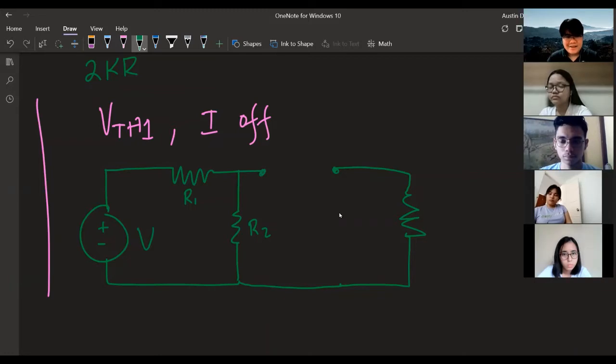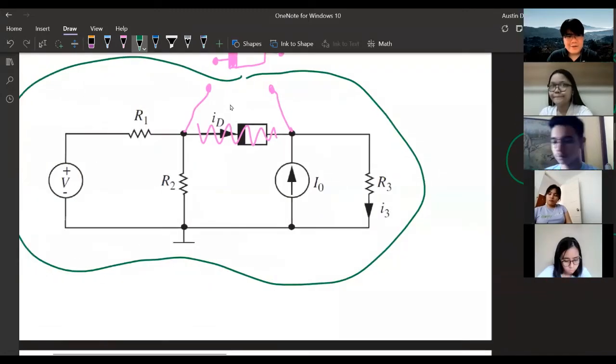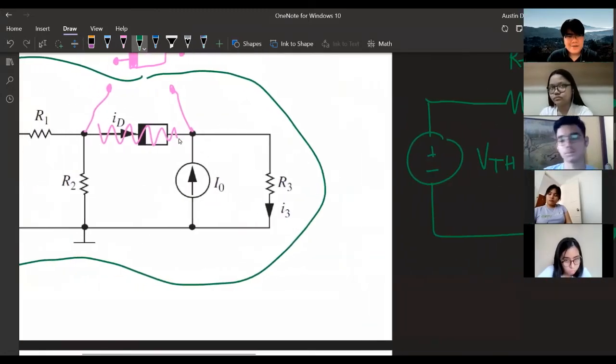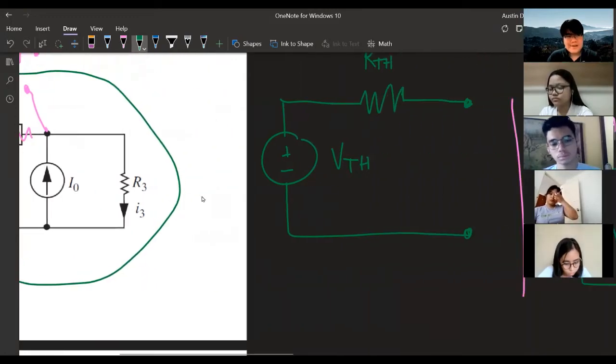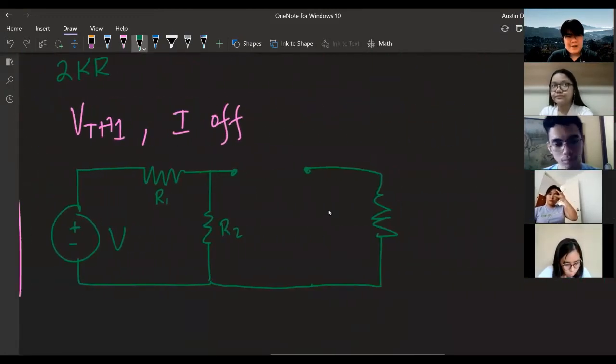Okay, so ganito na itsura. Unang-una, dahil VTH yung kinakalkula ko, detach ito, so open circuit siya. And then pinatay ko si I, so magiging open circuit na rin siya. And yung resulting na lang would look like this.